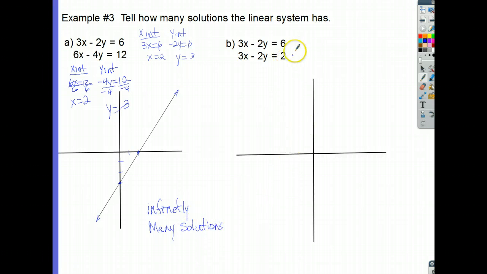All right, let's take a look at this one. B. Can we do intercepts? Looks like we can. 3 and 2 both go into 6 evenly, so 3x is equal to 6, x is equal to 2, negative 2y is equal to 6, y is equal to negative 3. It seems like I've seen that before. Not getting very creative on these answers or examples. Let's draw that line in.